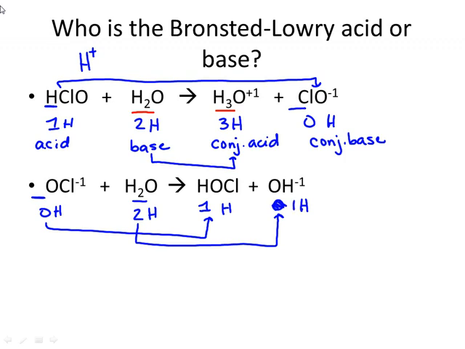So OCl minus goes from zero hydrogens to one, so it is gaining a hydrogen. It is accepting a hydrogen, so therefore this is the base. And H2O loses a hydrogen, so therefore H2O is the acid. That makes OH minus my conjugate base, and HOCl my conjugate acid.